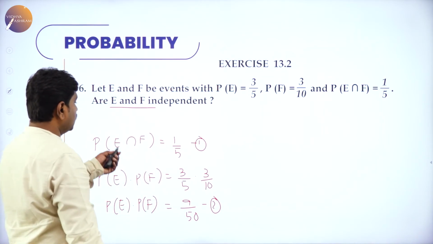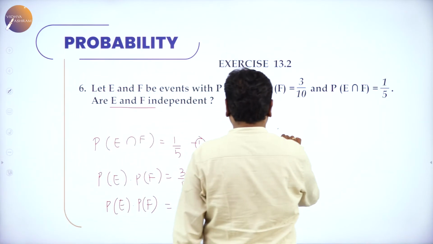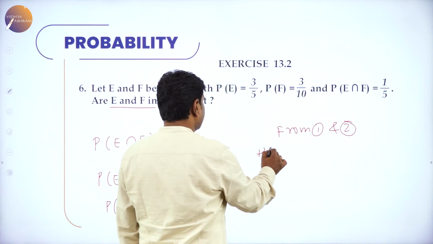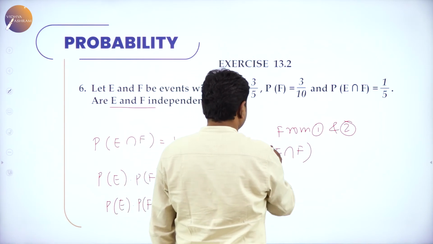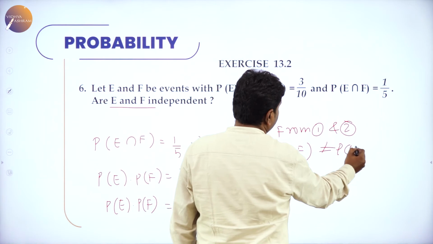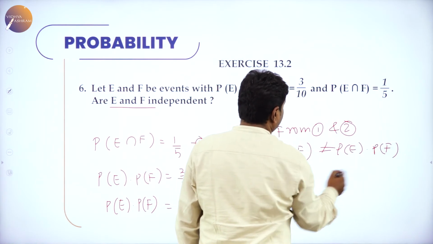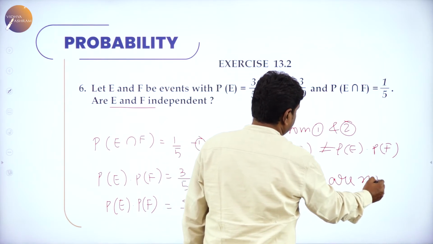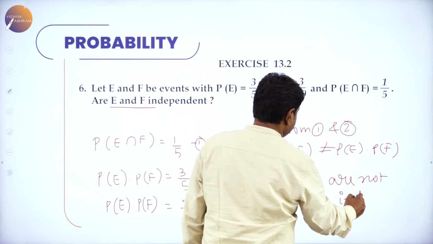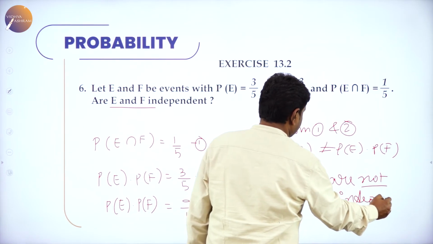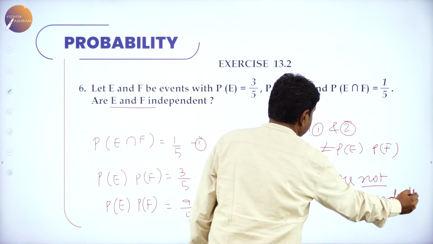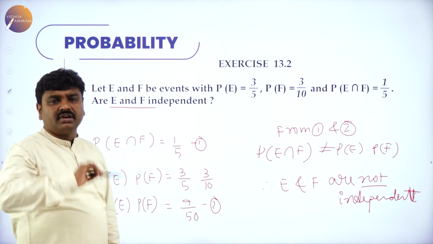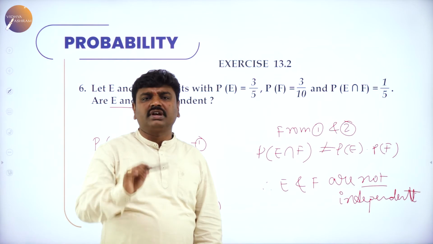But if you compare, they are not equal. So from 1 and 2, equation 1 and equation 2, P of E intersection F is not equal to P of E into P of F. Therefore, E and F are not independent. Since they are not equal, they are not independent.